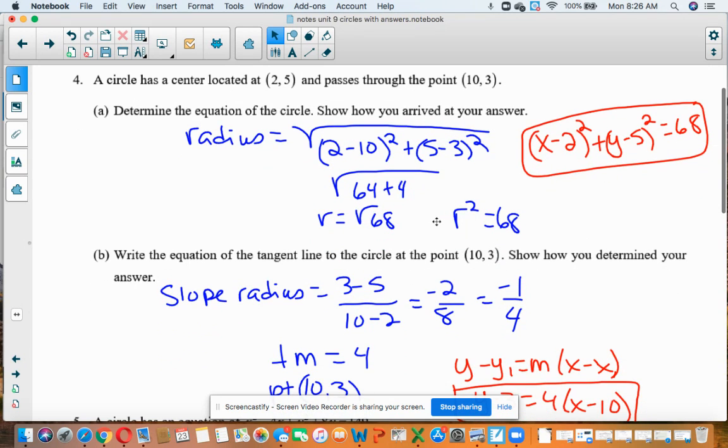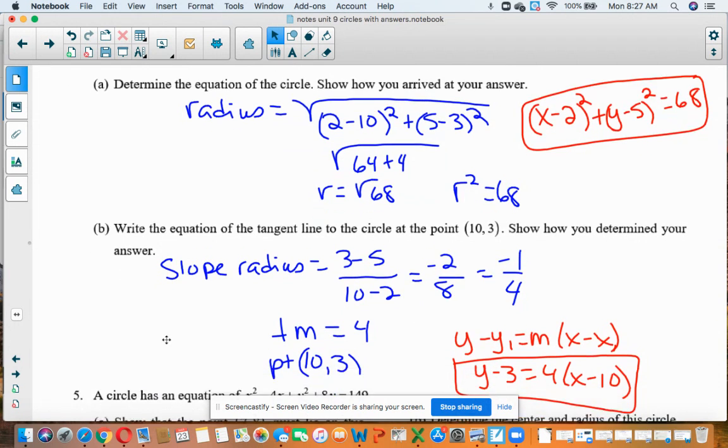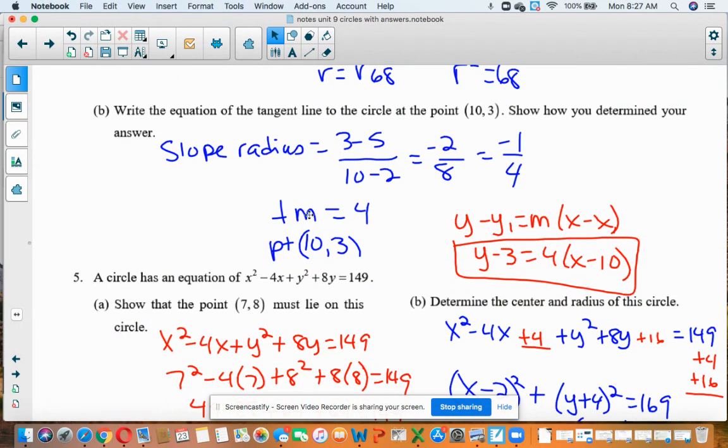Next, I want to write the equation of the tangent line to the circle at the point 10, 3. I'm finding the slope of my radius. So my slope of my radius, change in y over the change in x. And I did that from my points right here, 2, 5, and 10, 3. My slope is negative 1/4. My perpendicular slope, then I'm going to flip it and change the sign. So my perpendicular slope is positive 4, because I took this and I flipped it and made it a positive. And then I'm doing it through the point 10, 3.